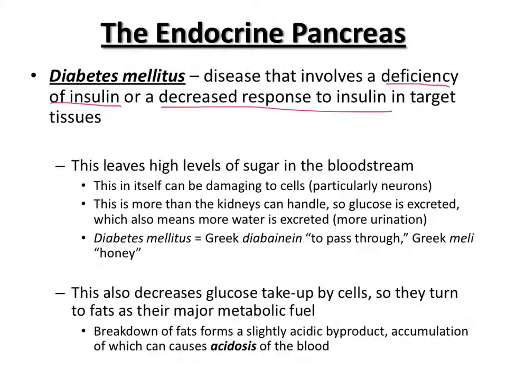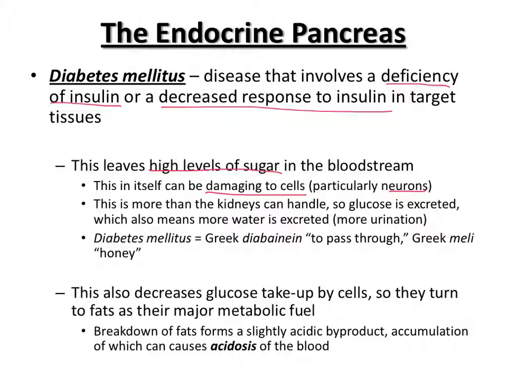This leaves high blood sugar levels, right? So insulin will usually reduce your blood sugar. If you don't have insulin, that doesn't happen and you have these high sugar levels. This can be damaging to cells. High levels of sugar can cause membrane problems. This is particularly damaging to neurons, and over time you can see some bad effects in people.